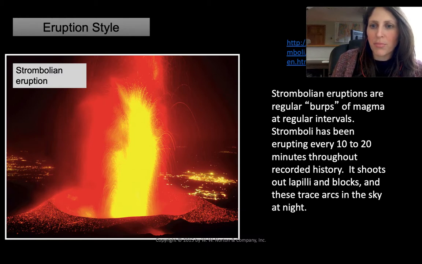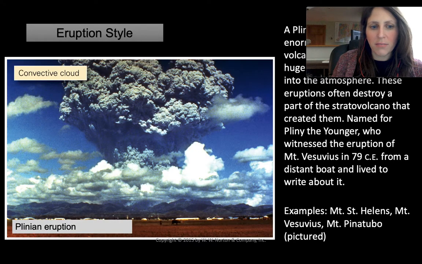Strombolian, little burps of magma. There's some videos that you can check out. These are mostly in basaltic flows. So you have little burps of lava fountains erupting in this manner.